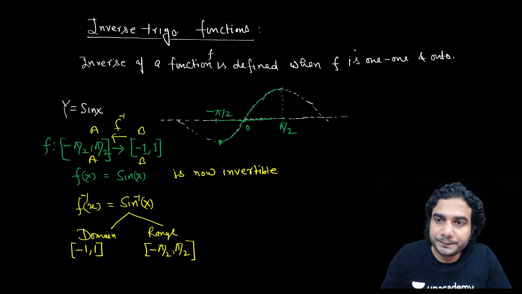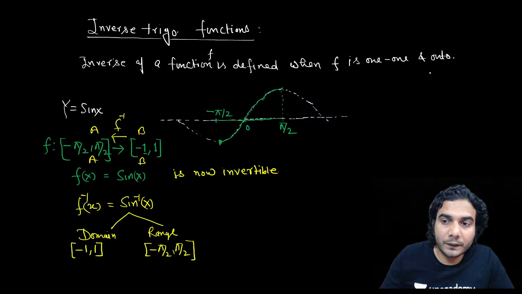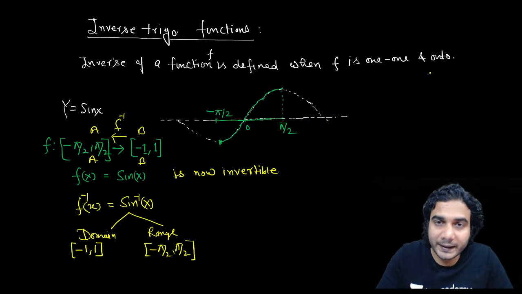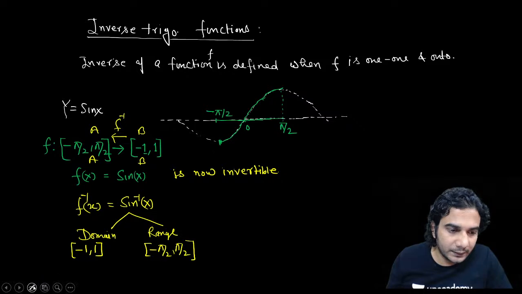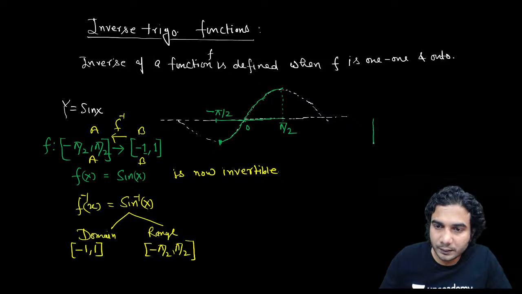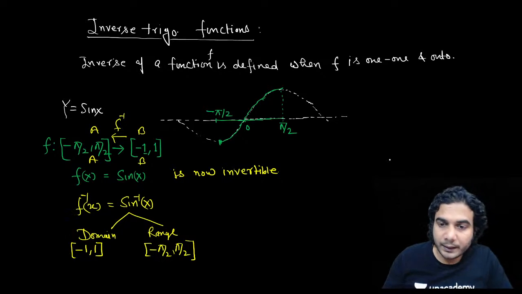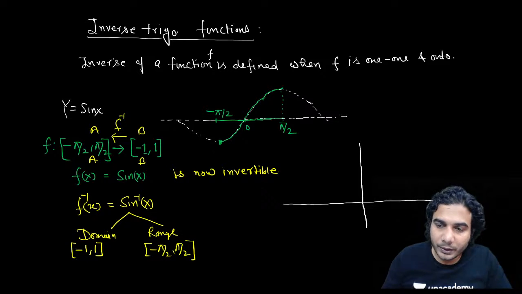Now we need to look at the graph. Do you remember, when we did inverse functions, you must have studied one thing: that the graph of f and the graph of f inverse are images of each other about the y equals x line. So if I try to plot the graph of sine inverse, I can do that using the graph of sin x. Because I know this is the y equals x line.